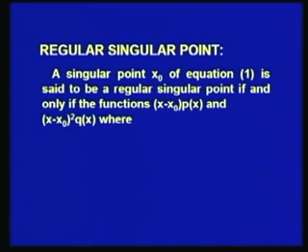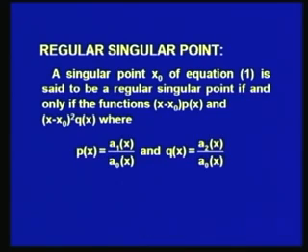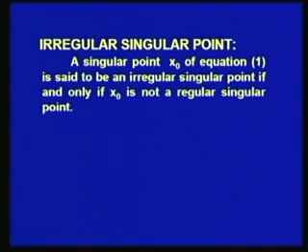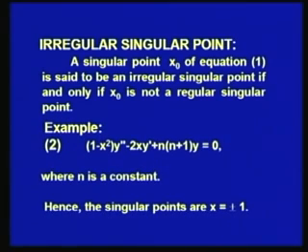A singular point x0 of equation 1 is said to be a regular singular point if and only if the functions (x minus x0) p(x) and (x minus x0)^2 q(x), where p(x) is given by a1(x) over a0(x) and q(x) is given by a2(x) over a0(x), have removable singularities at x0. Let us now define an irregular singular point. A singular point x0 of equation 1 is said to be an irregular singular point if and only if x0 is not a regular singular point.